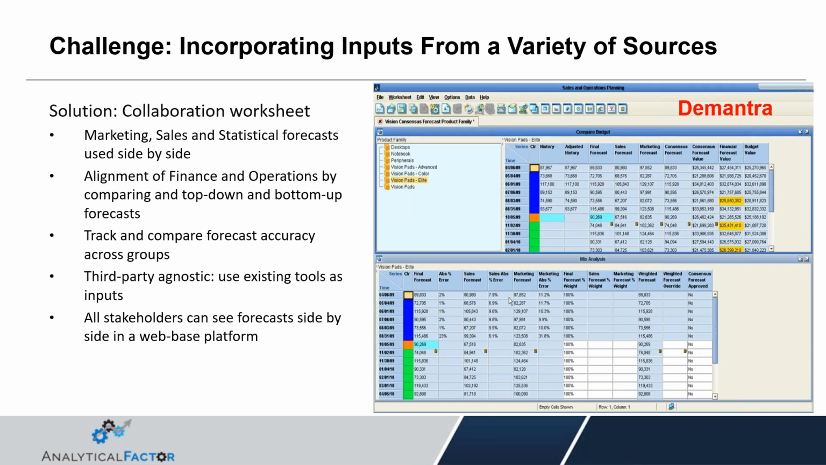And while I believe in the Demantra engine, here it doesn't really matter where these numbers come from. Each group has their number. They reached it in one of many ways. But as long as you bring it here in a collaborative environment that's web-based and the right folks can see it whenever they want, it's very, very powerful.